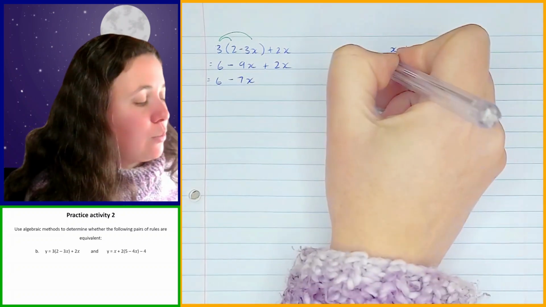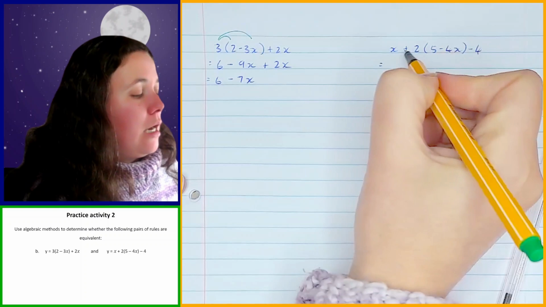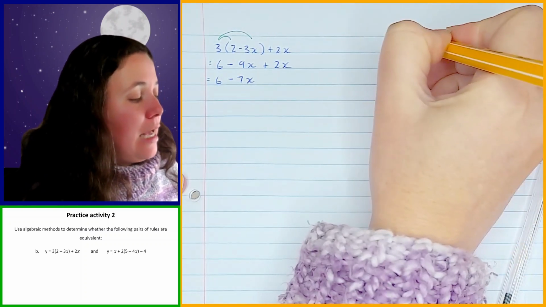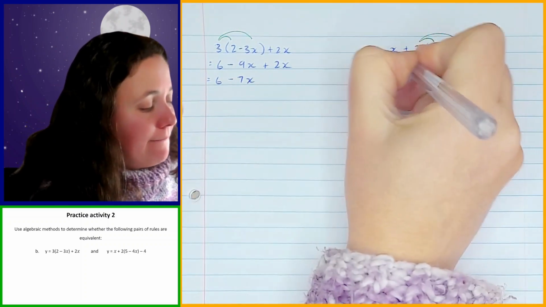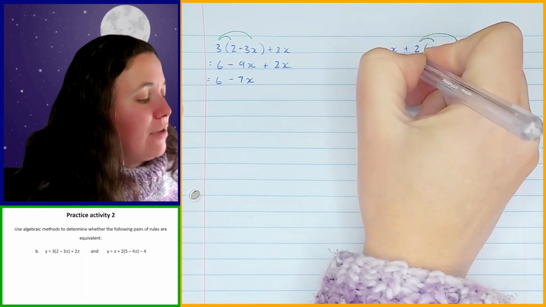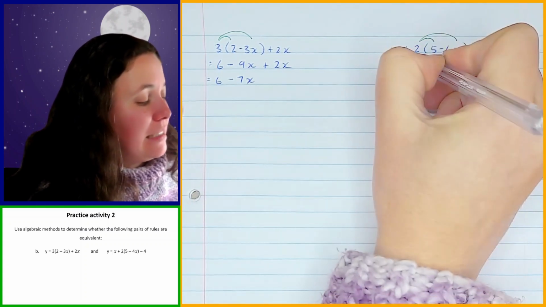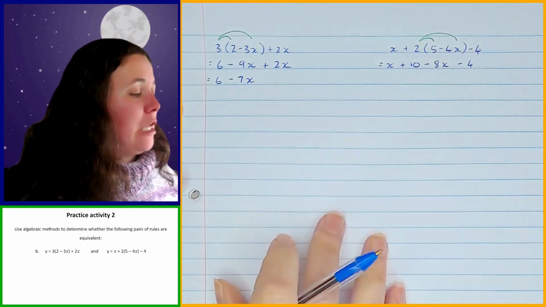Now let's have a look at this one over there. So now the x is going to stay as it is. I'm multiplying the 2 into the brackets over here like that. Okay, so I'm going to have x, and then 2 times 5 is positive 10. 2 times negative 4x is negative 8x. And then I've got my minus 4 over there. Now I'm going to go and simplify this.